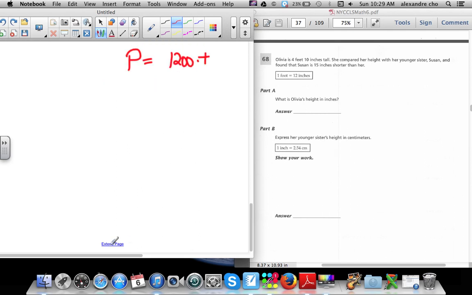Olivia is 4 feet 10 inches. She compared her height with her youngest sister and found that Susan is 15 inches shorter than her. What's Olivia's height in inches? Okay, that's your question.